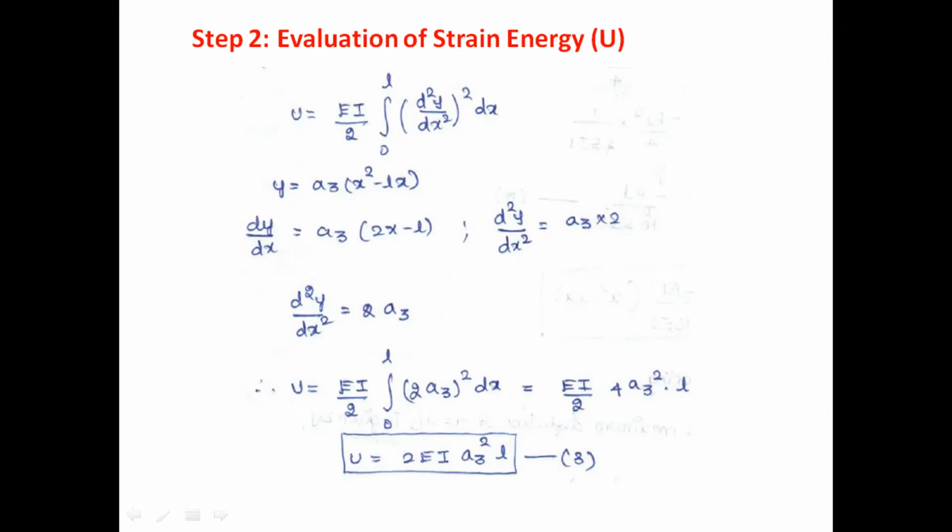Substituting this d square y by dx square in the expression, we get the final strain energy expression U equal to EI by 2 integral 0 to L (2a3) whole square dx. On simplifying this, we will get U equal to 2 EI a3 square L.